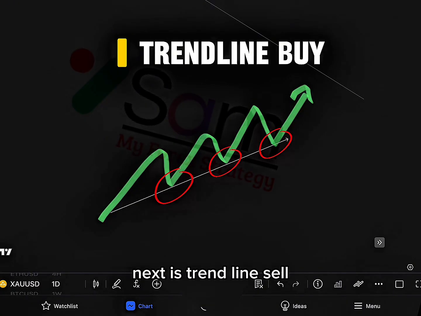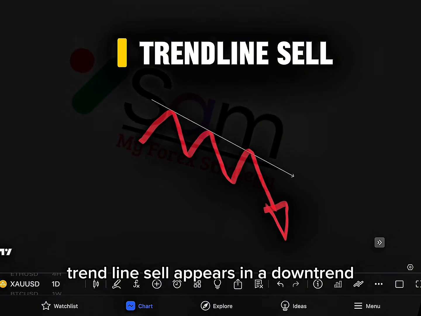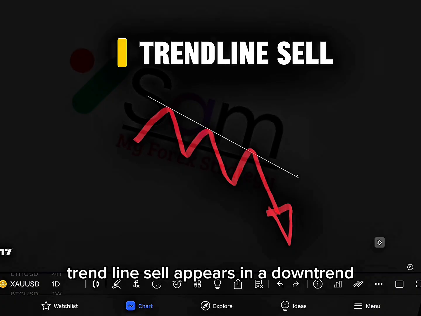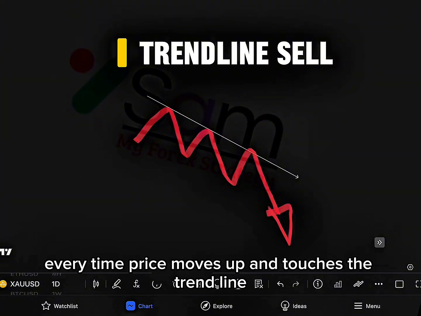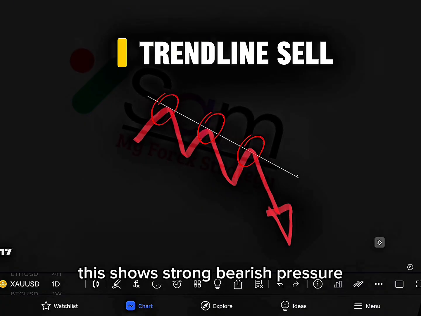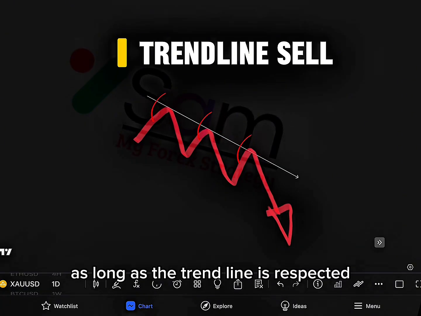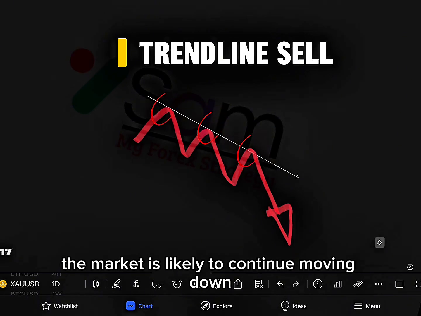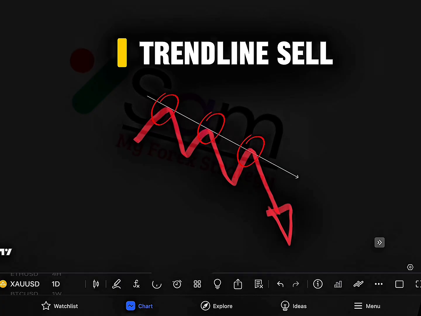Next is trend line sell. If trend line buy appears in an uptrend, trend line sell appears in a downtrend. In a downtrend, price keeps bouncing from the upper trend line. Every time price moves up and touches the trend line, it gets rejected and moves down again. This shows strong bearish pressure. As long as the trend line is respected, the market is likely to continue moving down, and that area becomes a good place to look for sell opportunities.